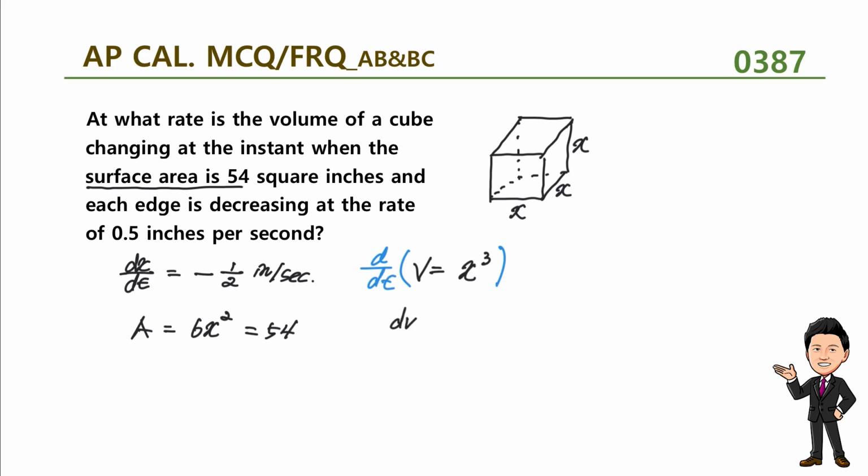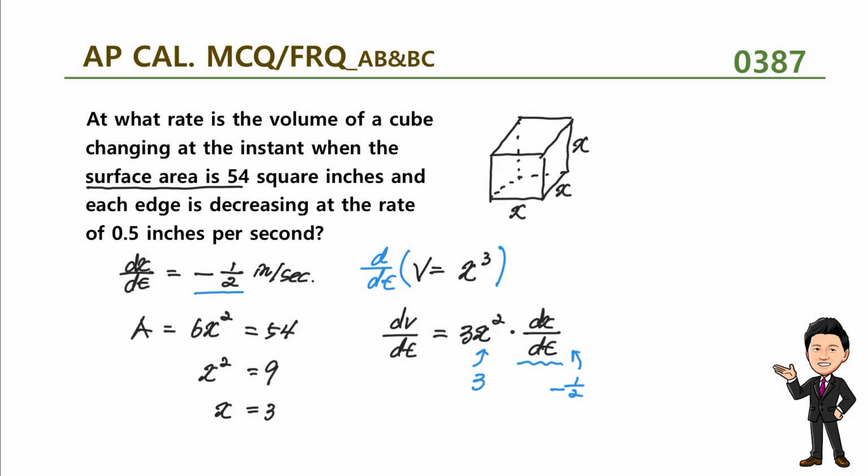So we have dV/dt, the change in volume with respect to time t, is equal to, we have to apply the power rule, 3x squared times the chain rule, the derivative of x itself, dx over dt, right? When the surface area is 54, then x has to be 3, right? So we're going to substitute 3 here. And dx over dt, that's given. That's negative 1 over 2, right? So substitute negative 1 over 2 for dx over dt.